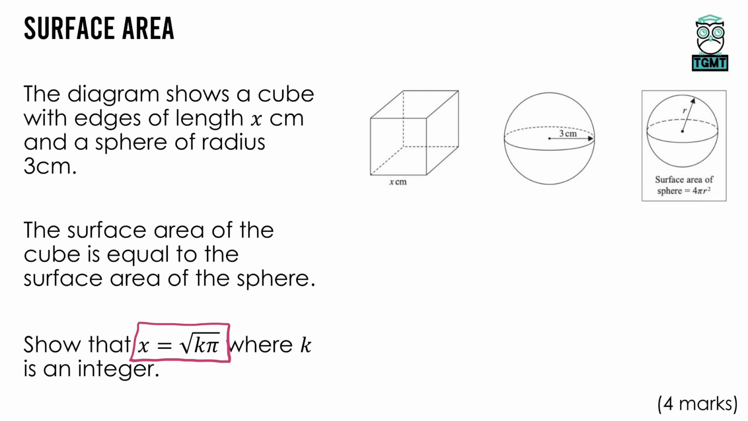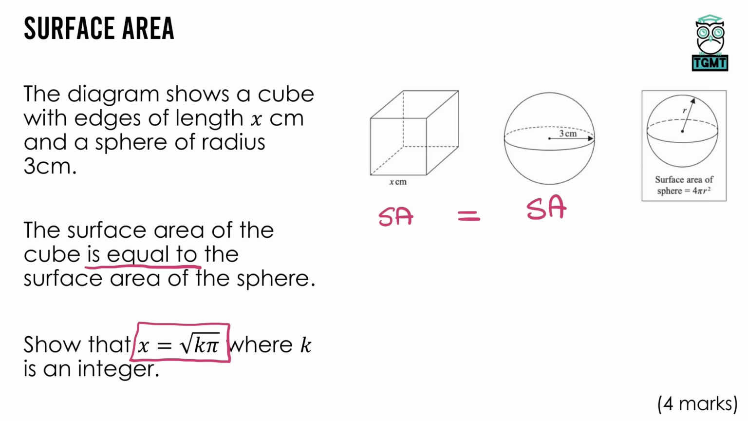It says the diagram shows a cube with edges of length x and a sphere of radius 3, and it gives us the formula for the surface area of a sphere. The surface area of the cube is equal to the surface area of the sphere, and then it wants us to show that. Well, where it says the surface area is equal to, that means if we get the surface area of the cube, we'll just put an equal sign and then put the surface area of the sphere.